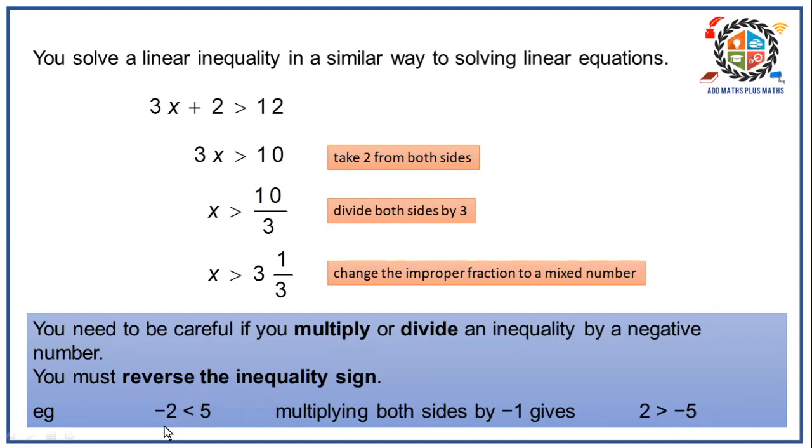Example, I have here -2 < 5. You notice that -2 is a negative number and 5 is a positive number. If I multiply both sides by -1, it will give me 2 > -5. Please observe that the sign was reversed. Again, I repeat, if you are multiplying or dividing an inequality by a negative number, you have to reverse the inequality sign.